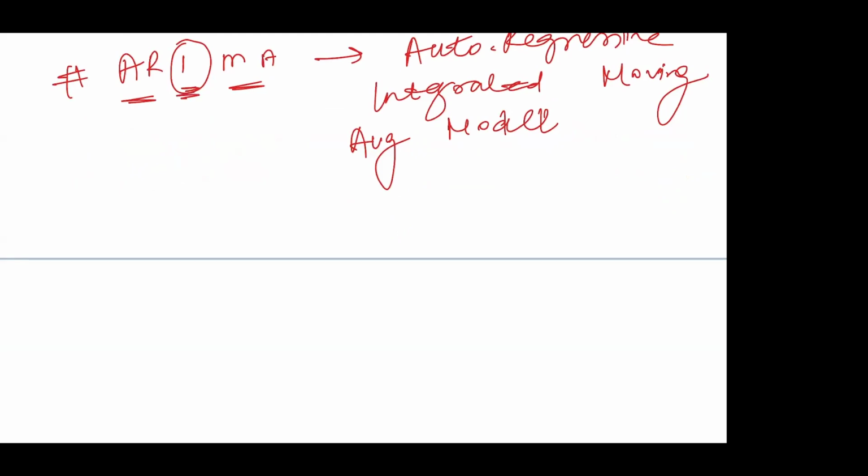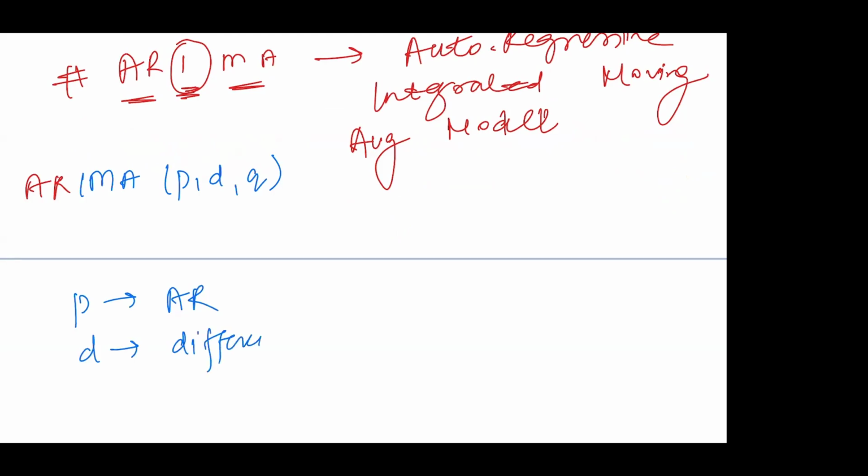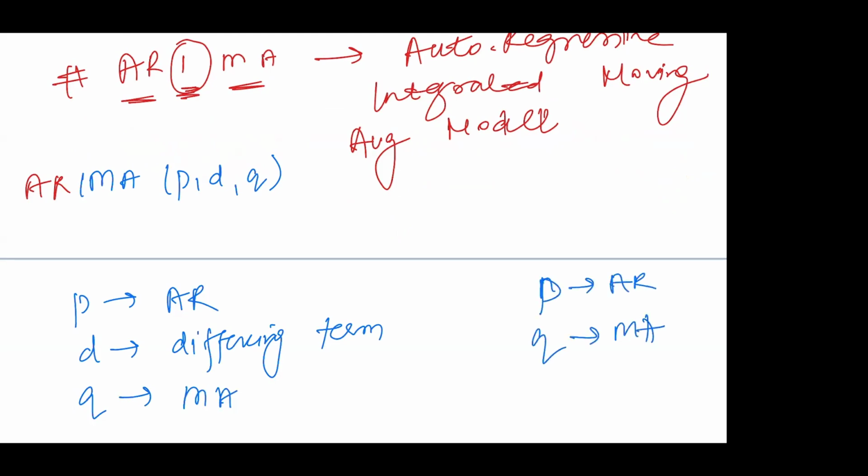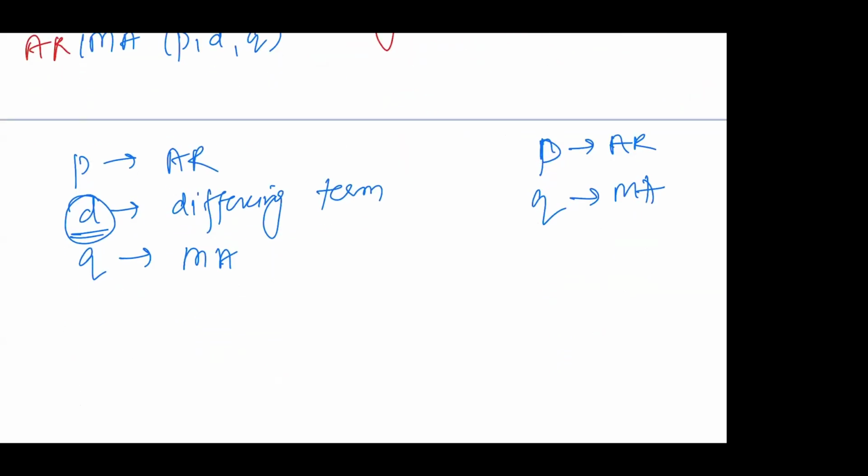Okay. So, one more thing. ARIMA is represented by this (P, D, Q), where P is the AR term, D is the differencing term, and Q is the MA term. If you see from the top, P is always used for AR, Q is always used for MA. Here we have one extra term which is D. See, D basically means the differencing.